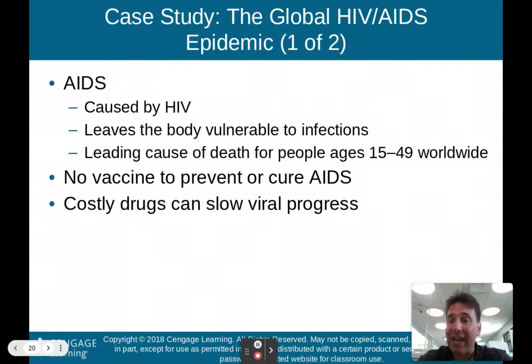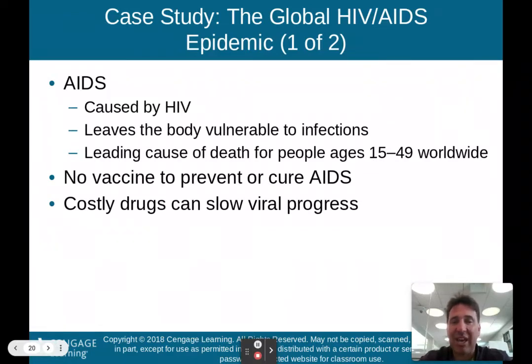Maybe not so much here in the United States, but AIDS, caused by that HIV virus, leaves the body vulnerable to infections. It basically compromises your immune system. So AIDS and HIV doesn't kill you, but what happens is you get this disease, your immune system is compromised, and then something like a basic cold could kill you, right? Would kill you because your immune system isn't working as well. Leading cause of death for people ages 15 to 49 worldwide. Think about that. Now, again, not so much in this country, mainly in underdeveloped and poorer countries. But right now, it is still a problem out there, the AIDS, HIV epidemic.